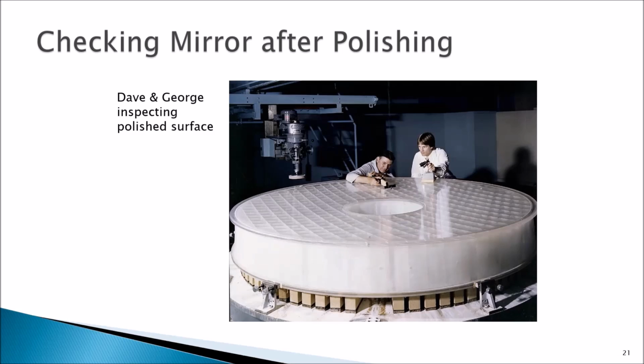And the reason why this is important is because if the mirror changes temperature, it will change its focus. Its focal length will change dynamically with temperature. So it's very important to try and keep the expansion coefficient as low as possible.